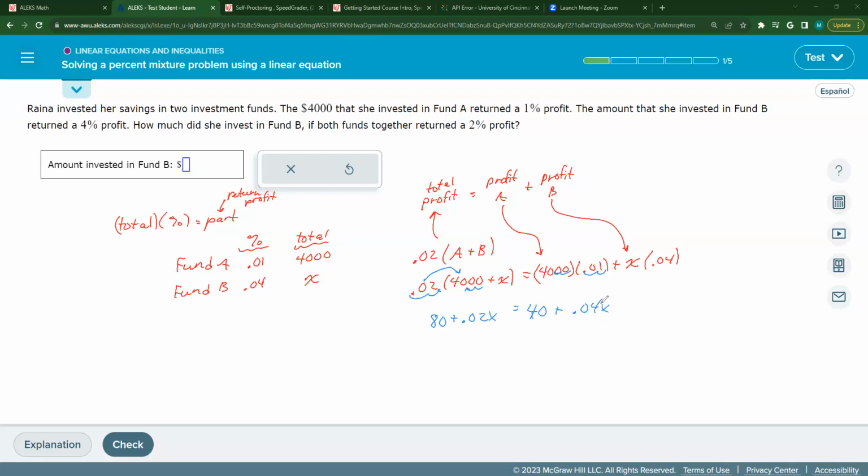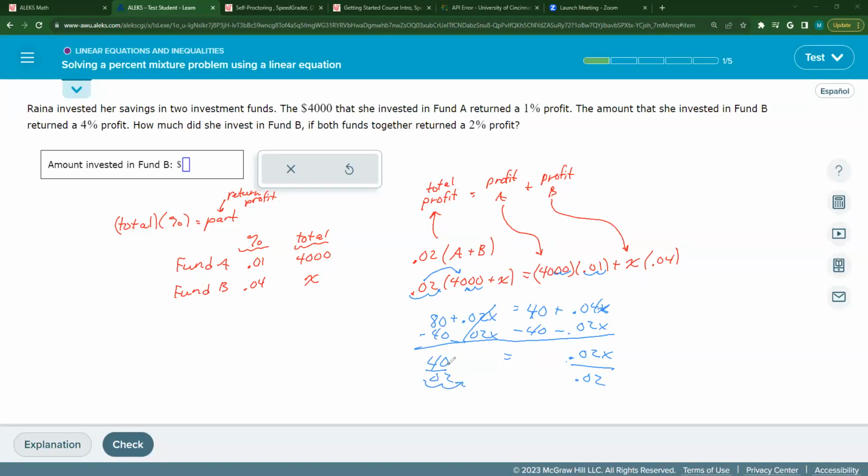0.04x. Now I need to have my x's on one side and my numbers on the other. I'm going to move to where there's more x's. So I'm going to subtract 0.02x minus 0.02x. And then while I do that, that cancels, leaving 0.02x. Then I'm going to move, on the side with the x, anything that's there. So this is going to be minus 40. 40 equals 0.02x. So divide by 0.02.